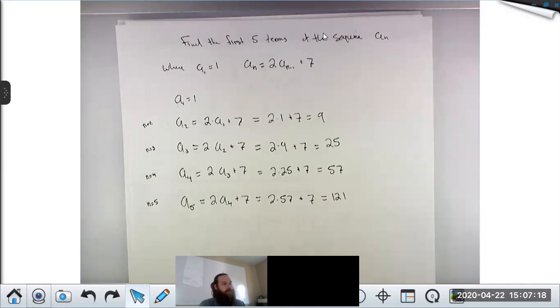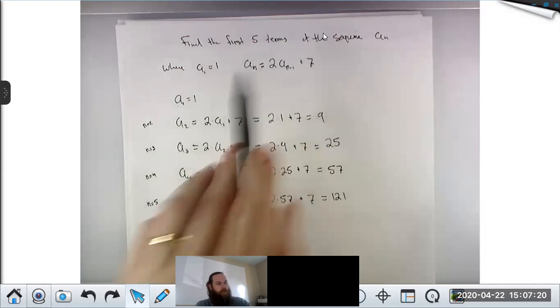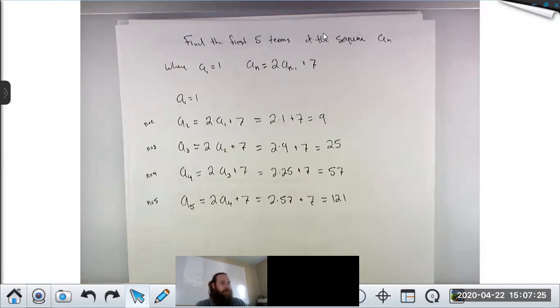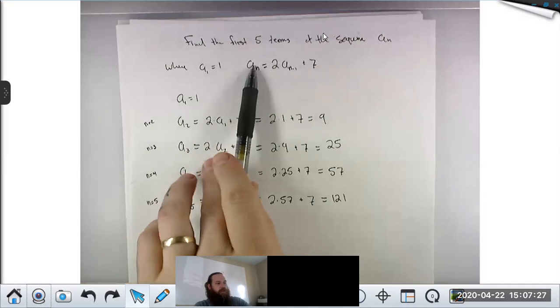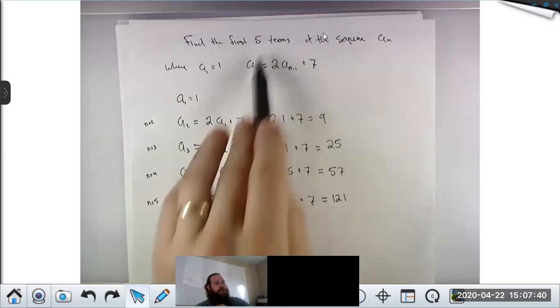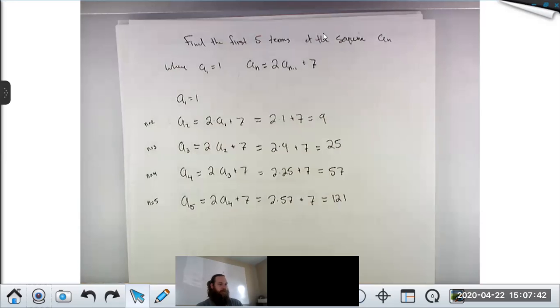And the trick is to just use the recurrence relation. So in order to get the next guy, you have to know the previous guy. I couldn't find A6 without knowing A5, because all this tells me is that A6 is 2 times A5 plus 7. But if you have the previous term, you can get the next term. And the way to do it is just multiply the previous term by 2 and then add 7. That's what this is telling us. Okay. Got it. Cool.